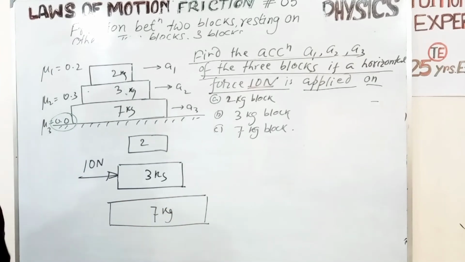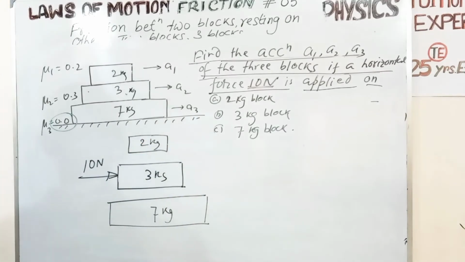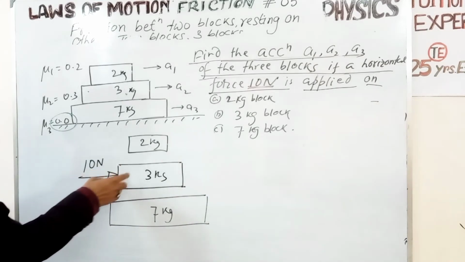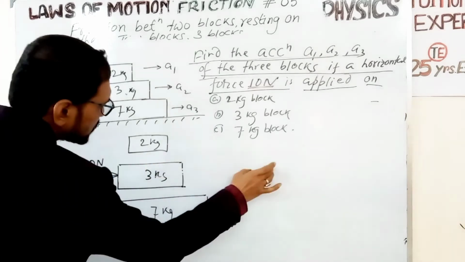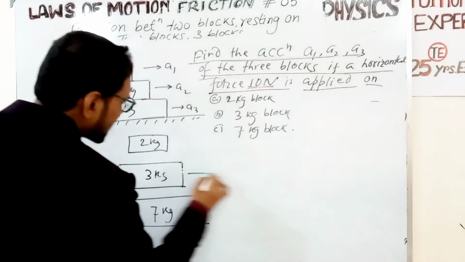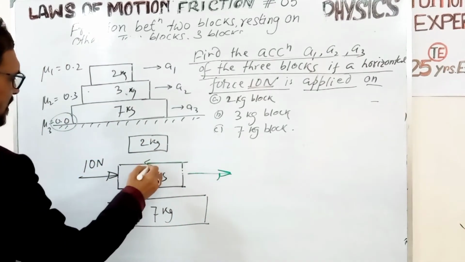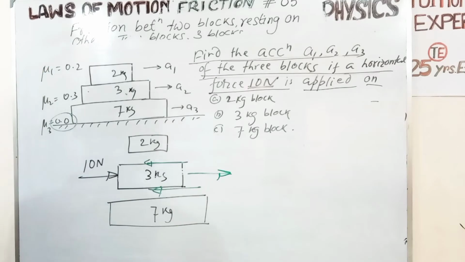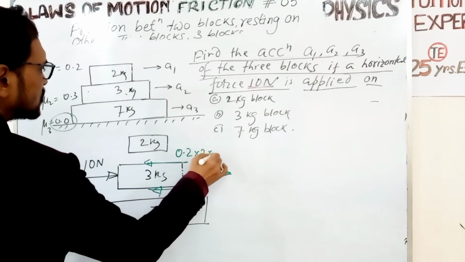Force is applied here. So what happens? I have discussed that if an external force acts on this body, then this body first tries to move in this direction. So friction comes over the two surfaces, which opposes the body. So here friction comes.